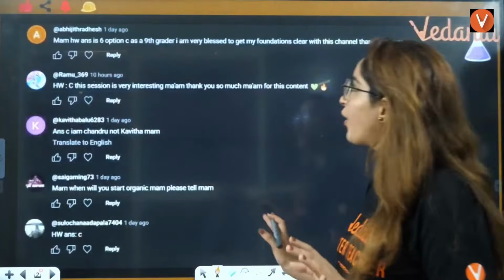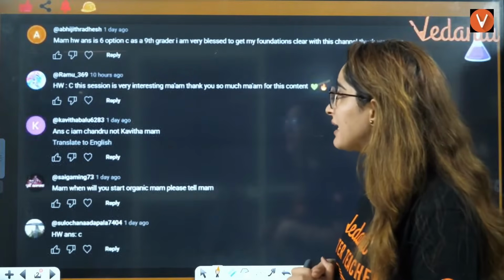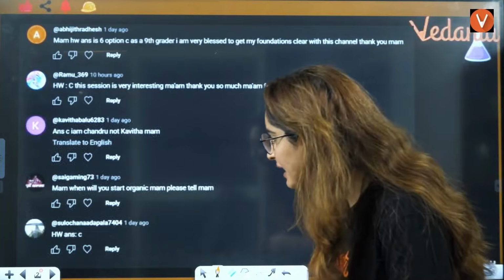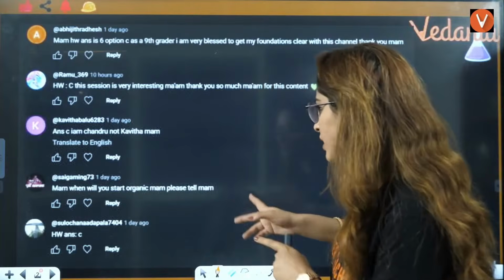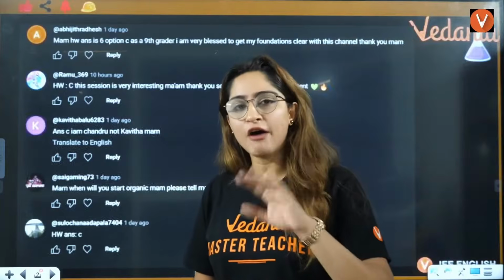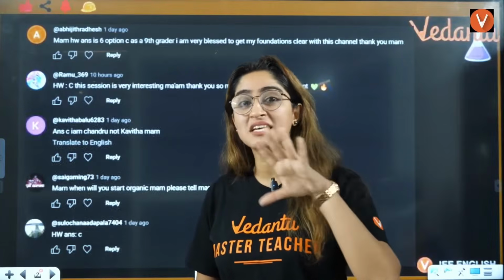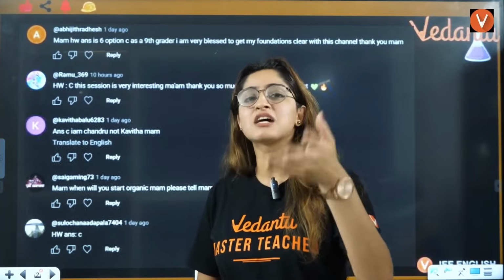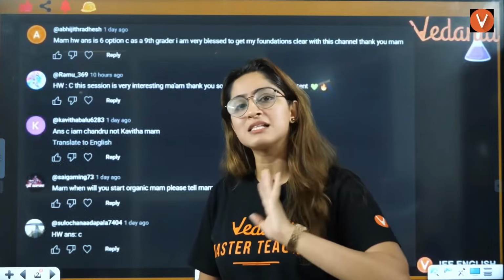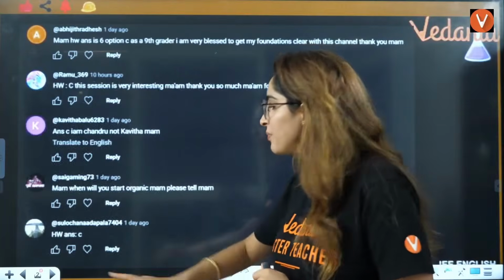We can see over here, Abhijit has done his homework, Ramu, then Kavita, then Sai. Sai has not done the homework. She's asking, ma'am, when will you start organic? Don't worry, beta. After completing the basics of physical chemistry, then structure of atom, then periodicity, I'll start with GOC as well. So there is a sequence that I want to follow.